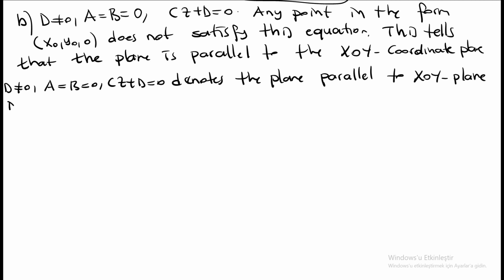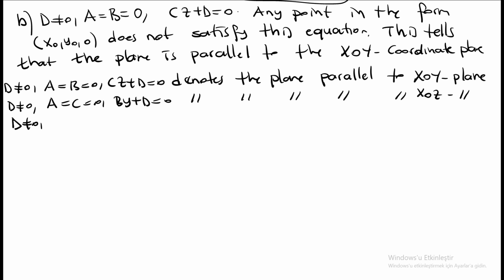So similarly, D is not 0, A and C are 0, so then B Y plus D equals 0 denotes the plane parallel to the X-Z plane. And the last one, D is not 0, B and C are 0, so you have A times X plus D equals 0, and this denotes the plane parallel to the Y-Z plane.